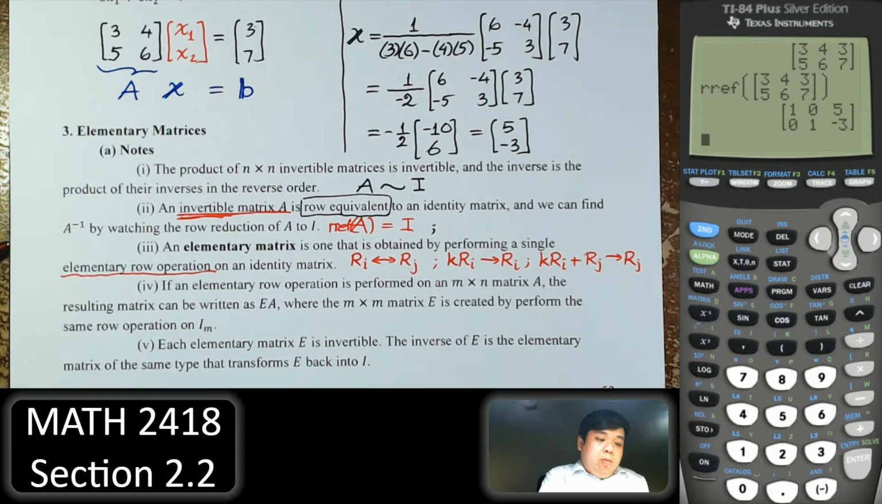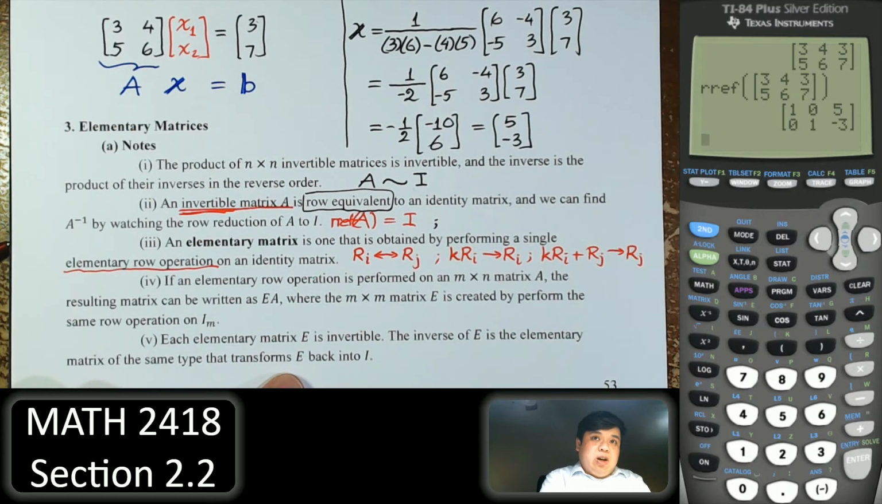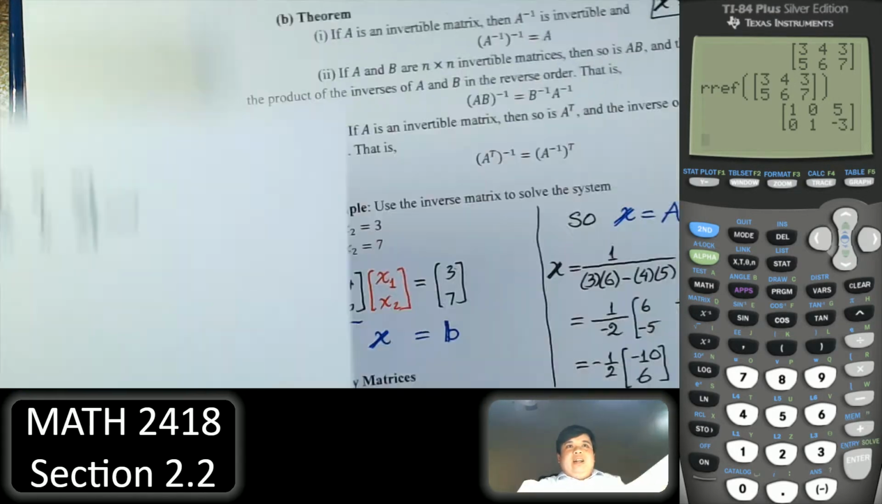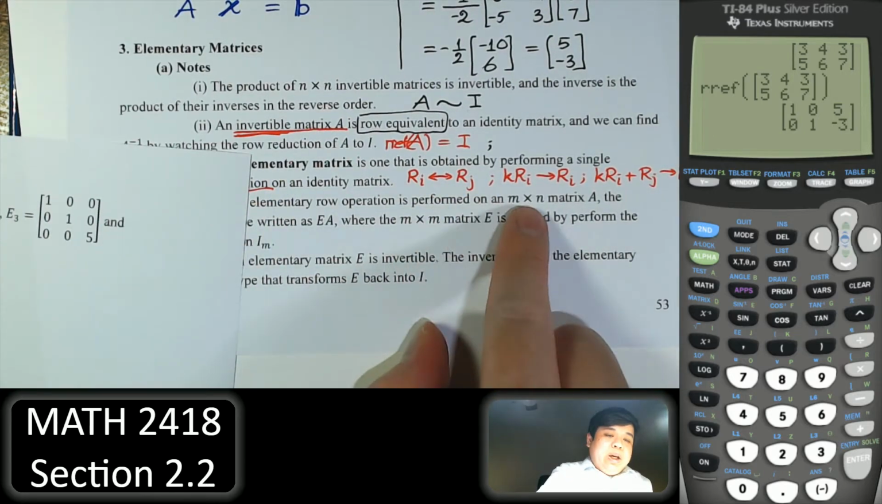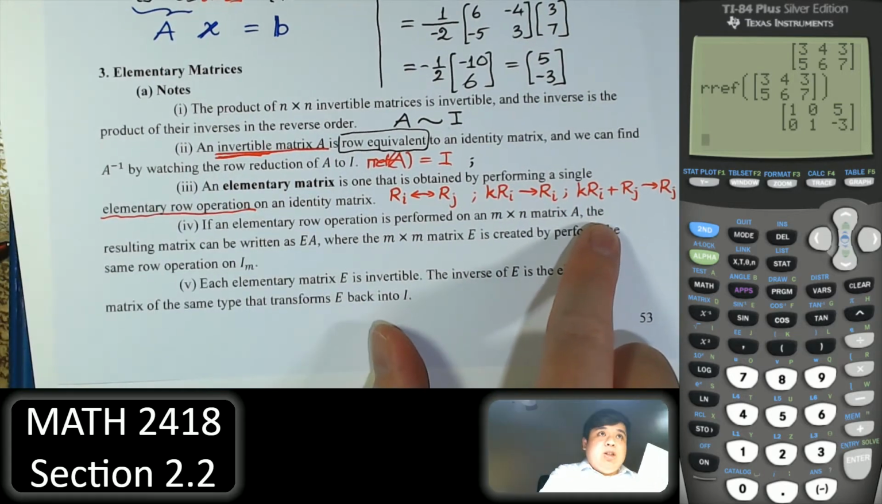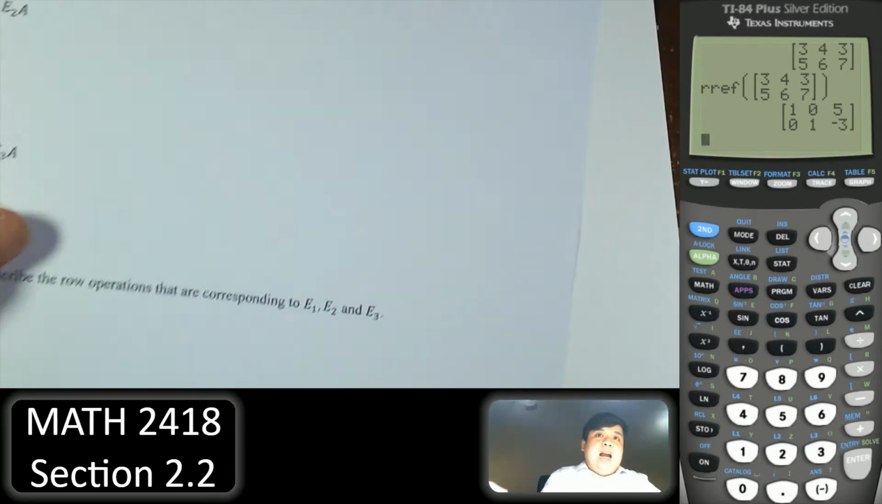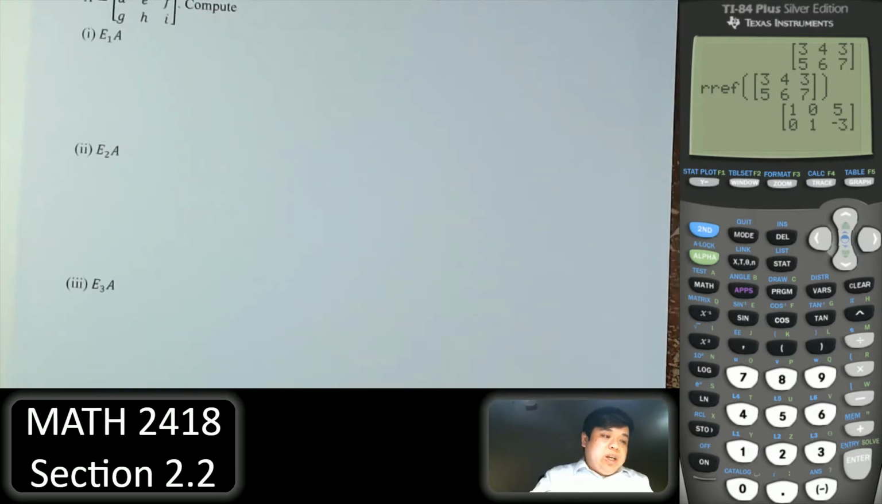So instead of writing this, we can just multiply by the elementary matrix. Each elementary matrix is invertible. So all of the elementary matrices are invertible, and the inverse of them is the same type, but if we go back from E to I. Right, so again, those are the 3 elementary row operations, and there will be 3 elementary matrices of those 3 kinds.